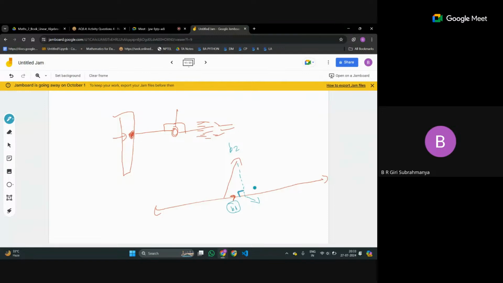Now the scalar multiple of b1 will be some p times b1, where p is some scalar and b1 is your vector. So p times b1 will be on the same line. This is your projection. It's going to be on this line, and this point is the projection of b2 here.